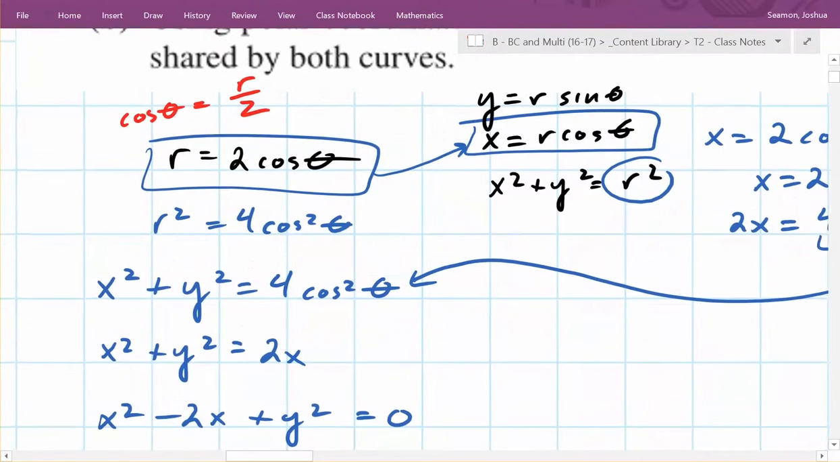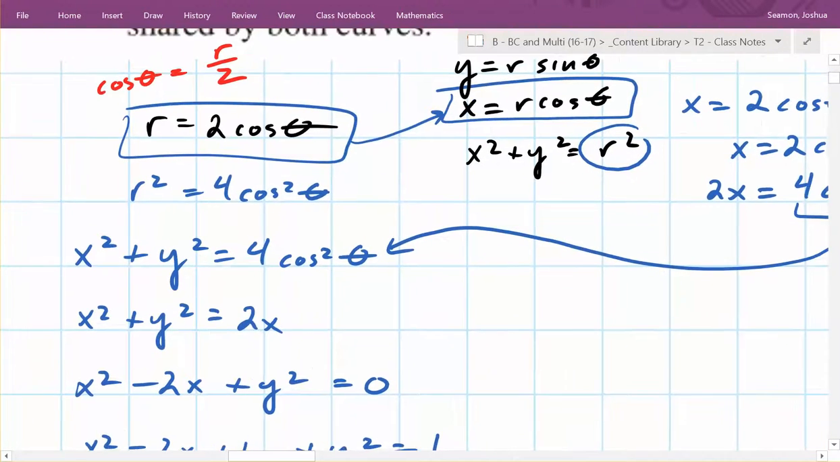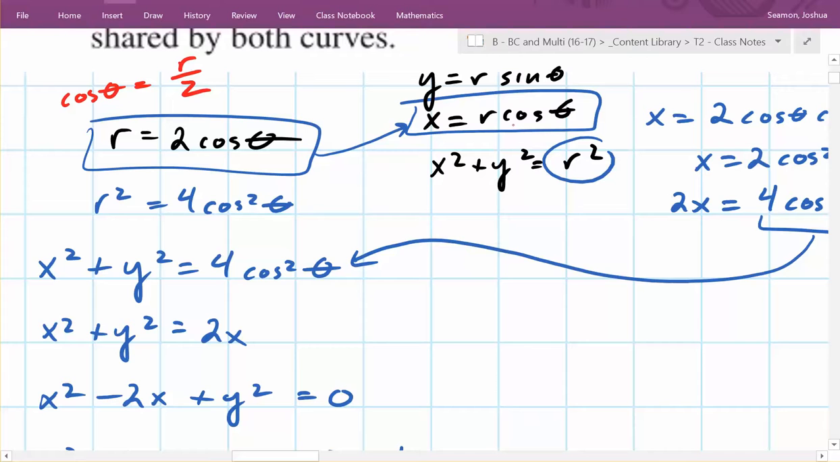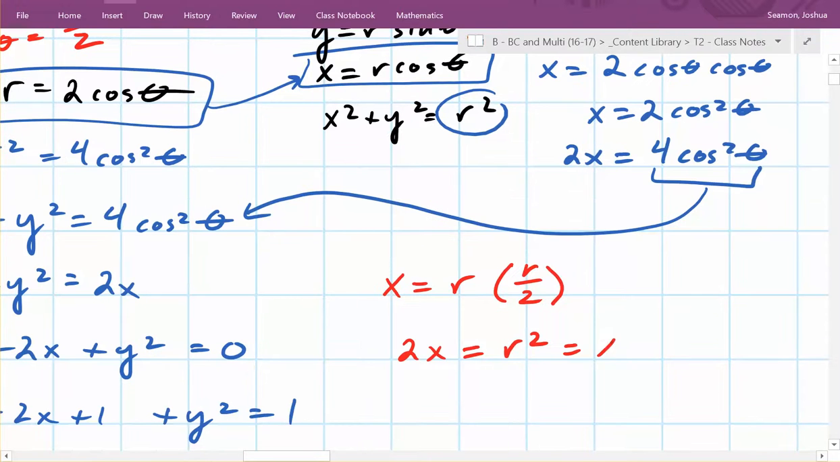Okay, then what? Plug that back in to where? The blue box on the right. Okay, so you want to plug that into this blue box? Yeah. So what do you get here? X is equal to what? R times what? R over 2. R over what? Over 2. Exactly, very good. So what do you get? 2x is equal to? But what does r squared equal? x squared plus y squared. That's an identity. There it is, you see?